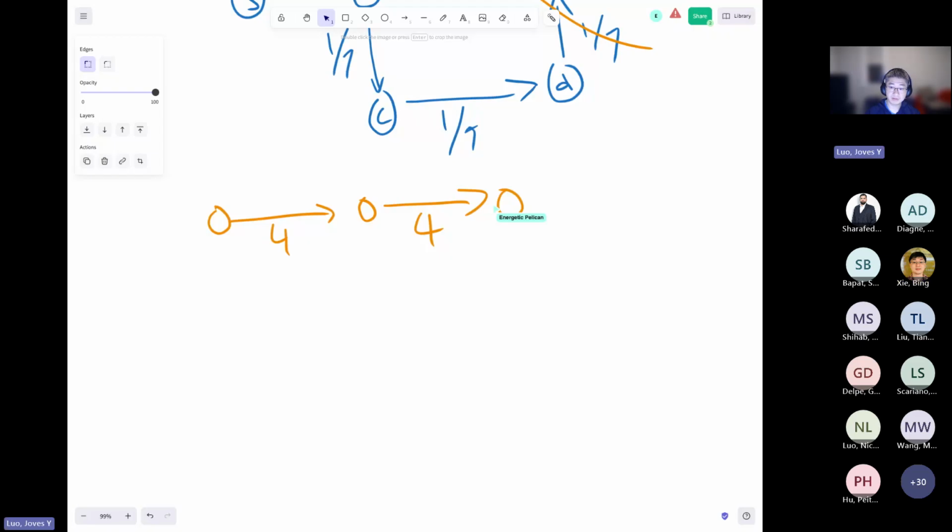Yeah, I think that's true. I think all bottleneck edges are critical edges. All critical edges are saturated edges, but the other direction is not true. Not all saturated edges are critical edges, and not all critical edges are bottleneck edges. Okay, thank you.